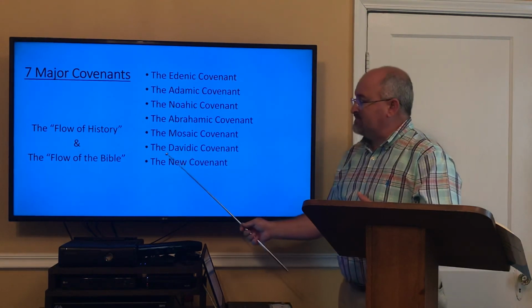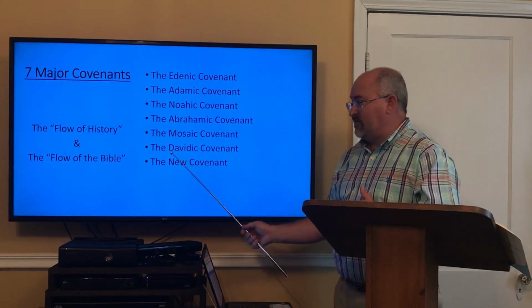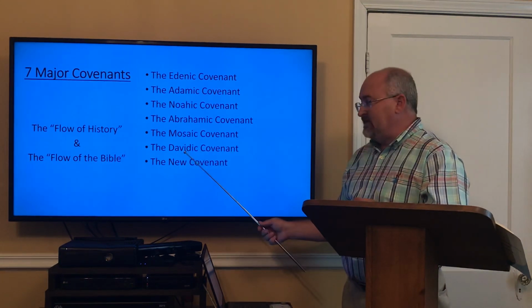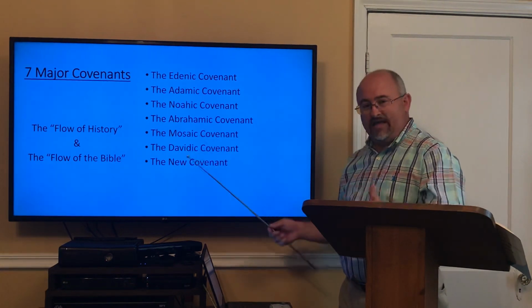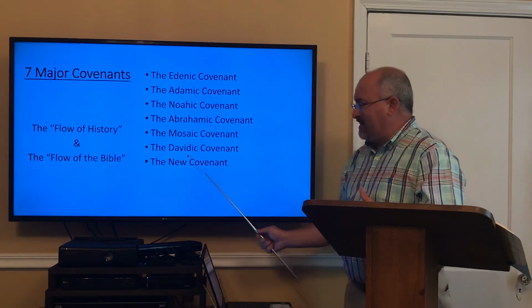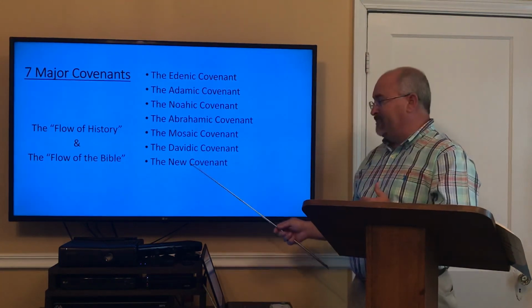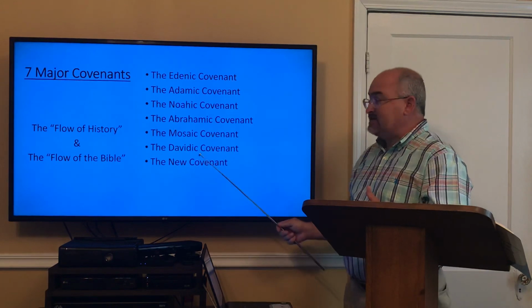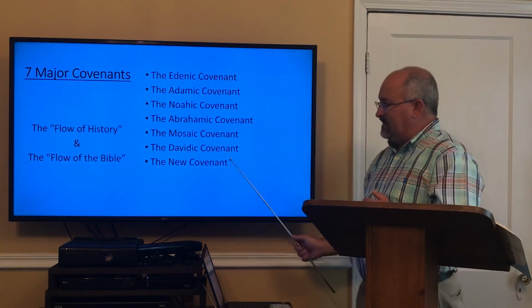When Jesus Christ came in the New Testament and died on the cross and rose on the third day, he's alive today. Jesus was a descendant of David, and Jesus is our eternal king. So God has made that covenant continue even until today. When God makes a covenant, he doesn't break it. Mankind breaks it.